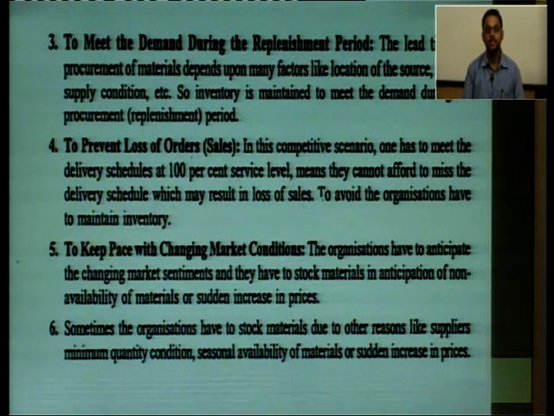To keep pace with changing market conditions. The organizations have to anticipate the changing market sentiments, and they have to stock materials in anticipation of non-availability of materials or sudden increase in prices. Sometimes the organizations have to stock materials due to other reasons like supplier's minimum quantity condition, seasonal availability of materials, and sudden increase in prices.